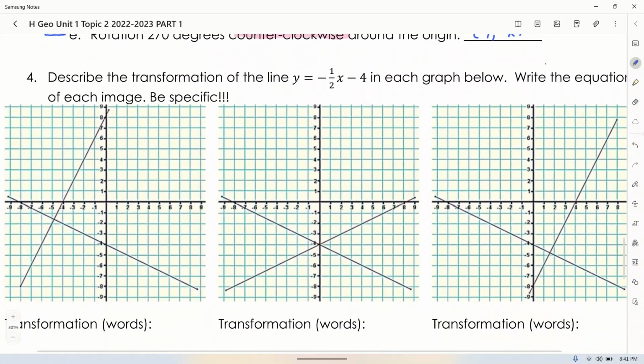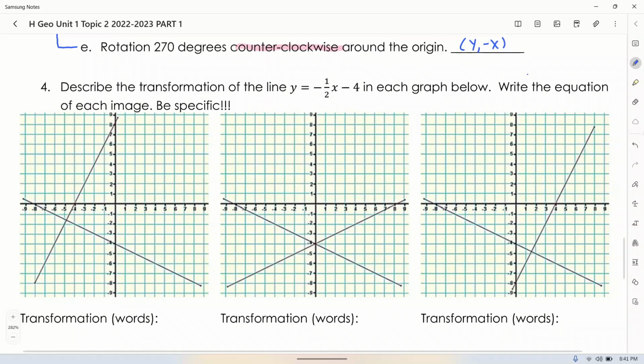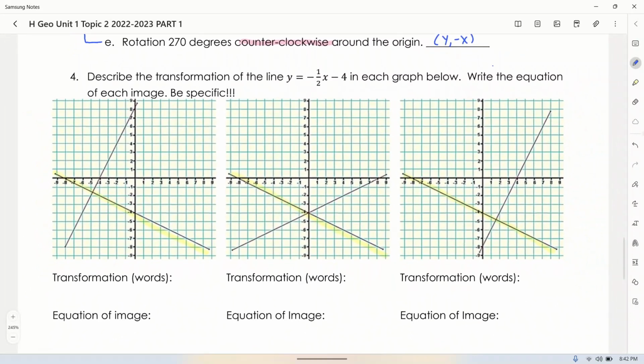So number 4 says describe the transformation of the line y equals negative 1/2 x minus 4. So I'm going to go ahead and highlight that line for us. So we're going to describe the transformation from this line that you see to the new image. Okay, we're going to create an equation for that new image, and we're going to talk about that transformation in both words and coordinate notation. So something I want to note on all 3 of these graphs, okay, the coordinate point 0, negative 4. Okay, that y-intercept point.